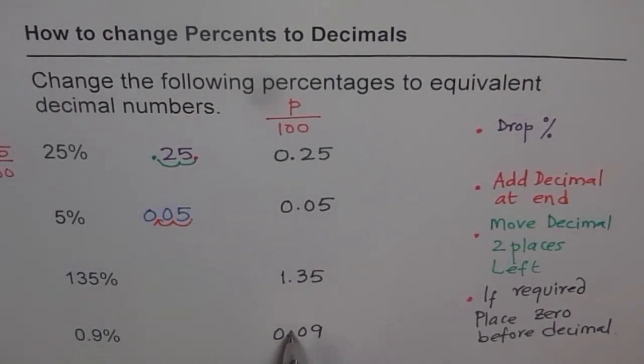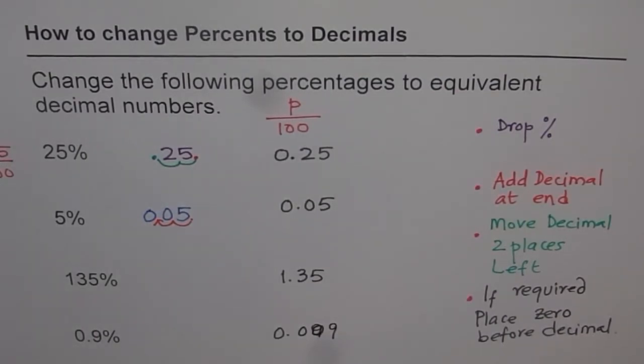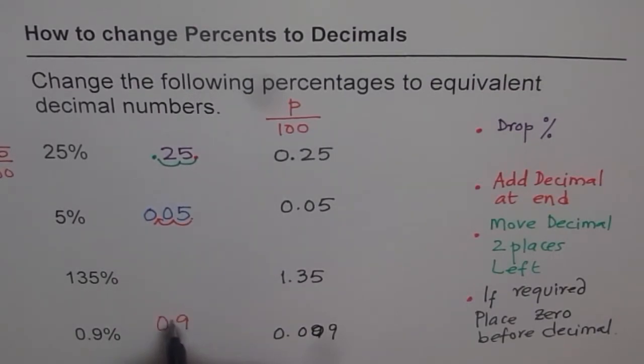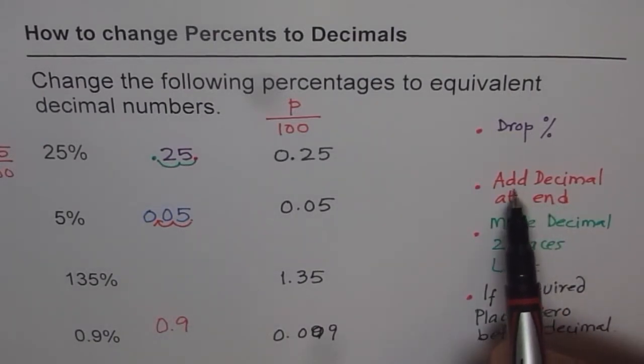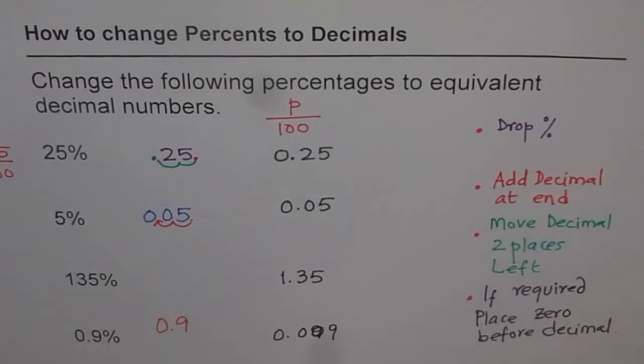Oh, okay, 0.009. I'm wrong. 0.009. Why? Let me show you this. That's kind of critical. So let me do it in red. First, let's drop the percent. When we drop the percent, we see there's already a decimal. Now, if there's already a decimal, then you don't have to add a decimal at the end. You have to add decimal only if it is not there. So I should actually make a change here. Add decimal if it is not there.